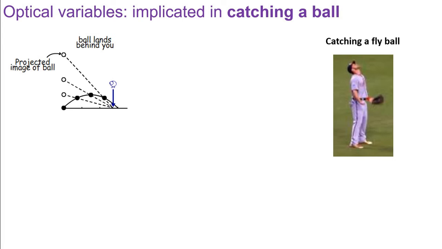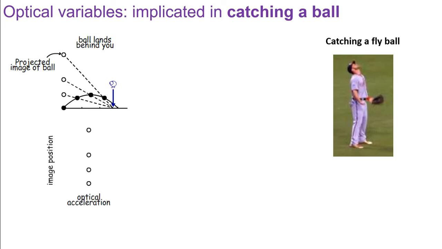The white dots in this image show the projected image of the ball. This represents where the ball is seen to be from the perspective of the fielder. The dashed lines show the relationship between the position of the ball as it's flying through the air and the projected image of the ball.